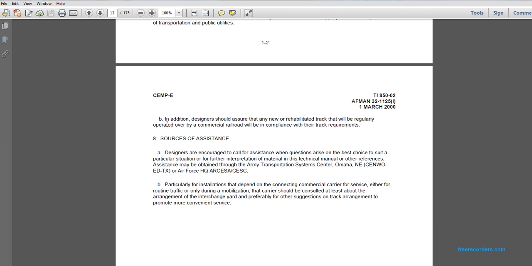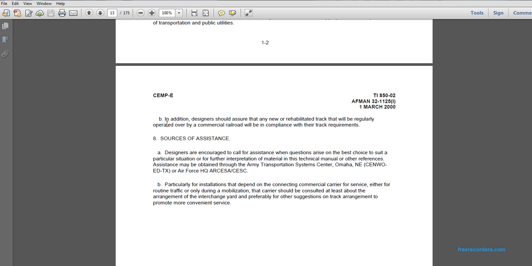8. Sources of assistance. Designers are encouraged to call for assistance where questions arise about the best choice to suit a particular situation. Further interpretive material and technical manual reference assistance may be obtained from the Army Transportation Systems Center of Omaha, or Air Force HQ, AFCESA.